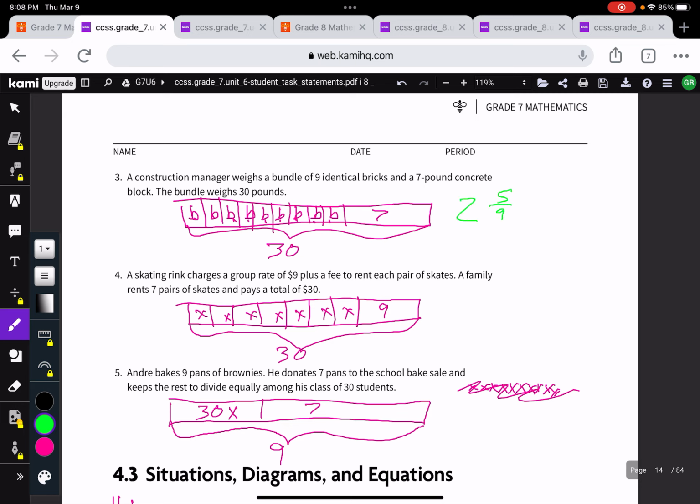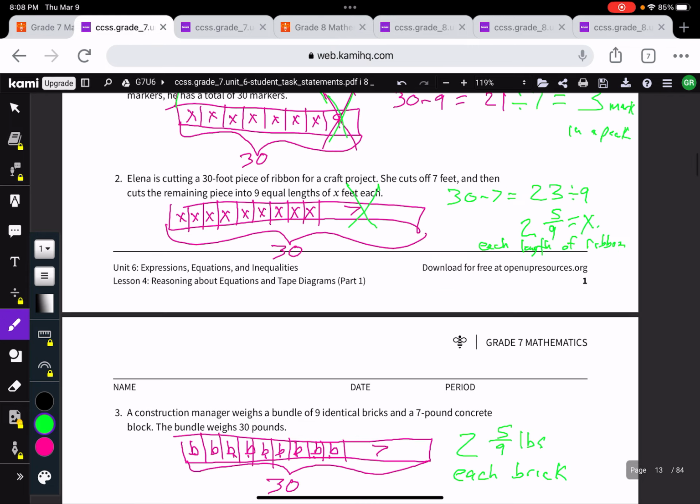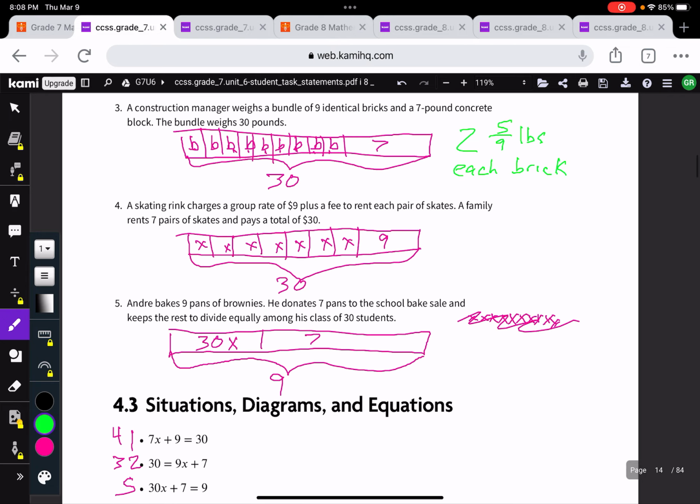But this time it is pounds. In other words, each brick, 2 5/9 pounds, is the weight of each brick. And then there's a 7-pound, 9 of those. Did I do that right? Yeah, divide by 9. Yeah, same problem.